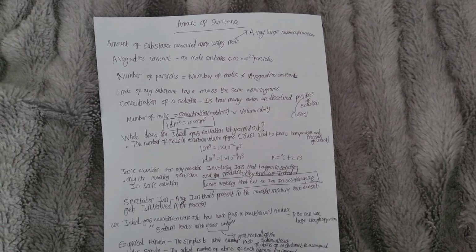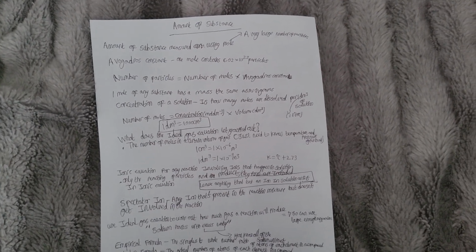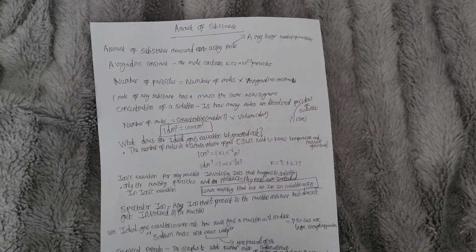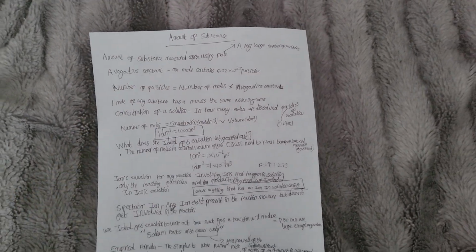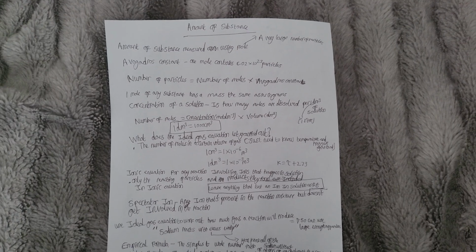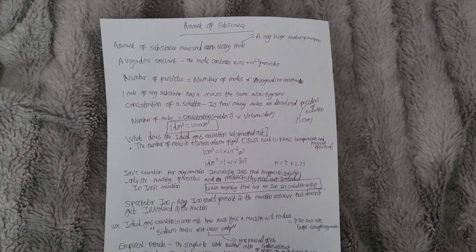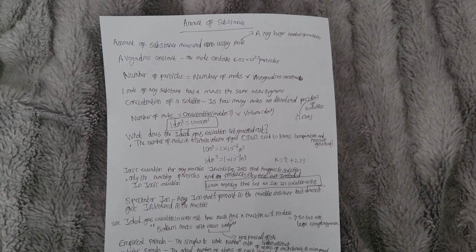This is really important because it's a very underrated formula that's probably not talked about a lot. Obviously, you've got moles equals mass over Mr, and moles, constant, volume. This one's really important as well: number of particles equals number of moles times Avogadro's constant. 1 mole of any substance has a mass the same as its Mr in grams.